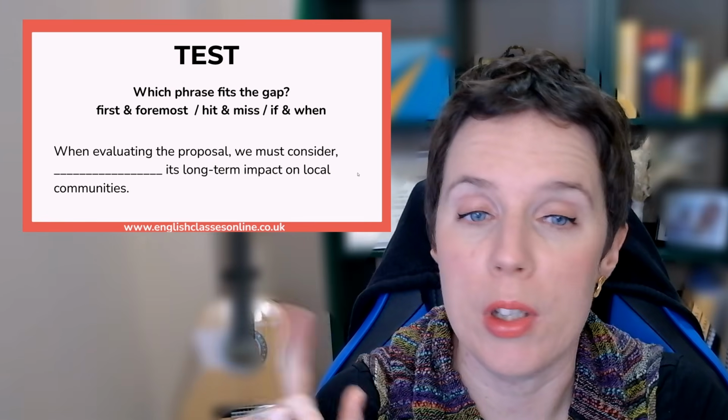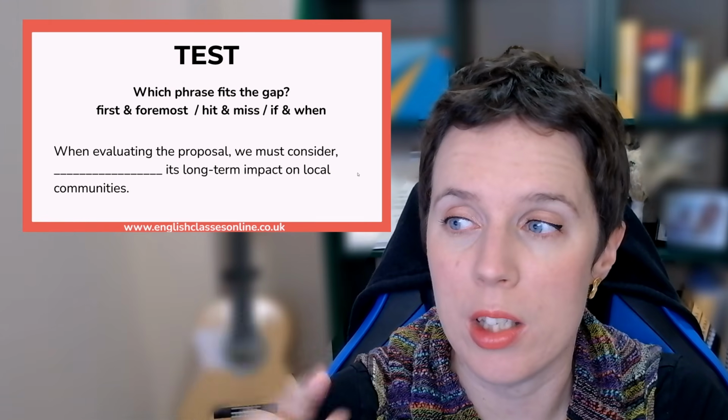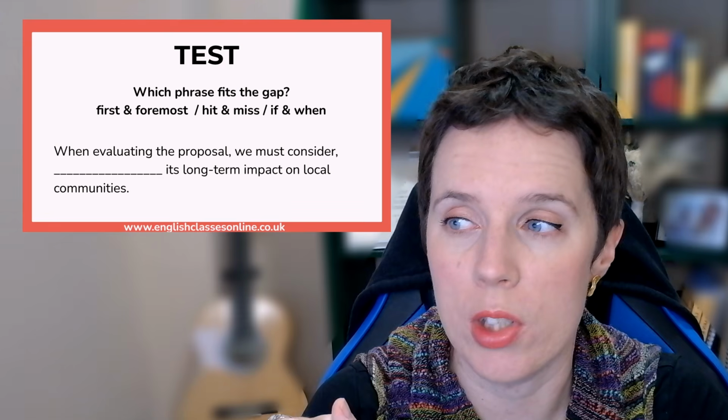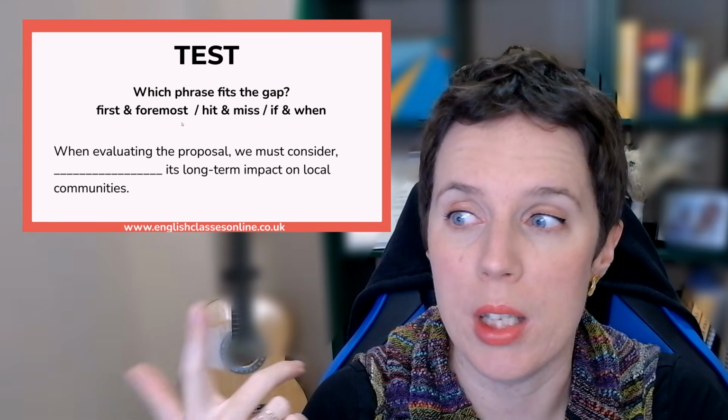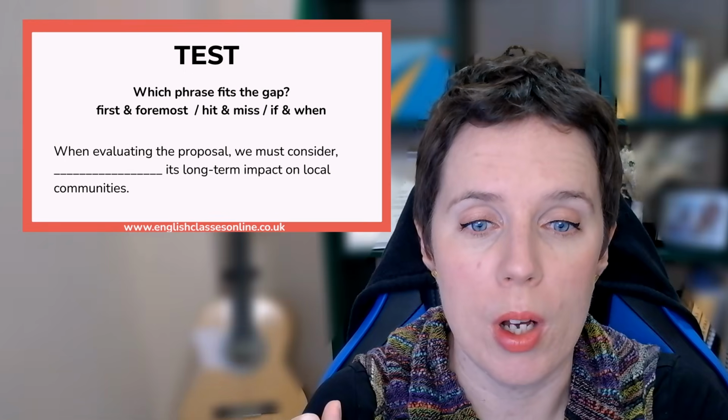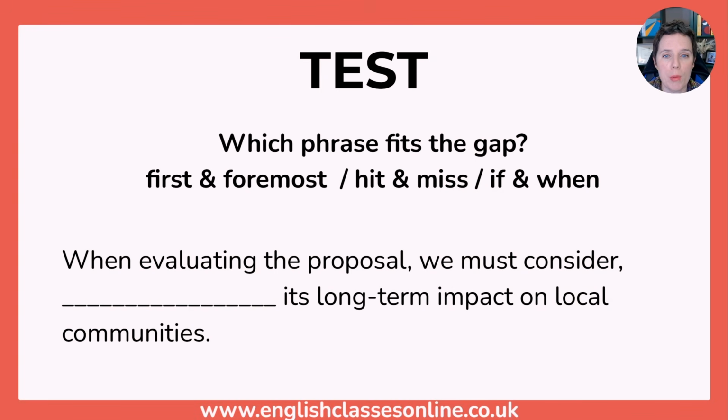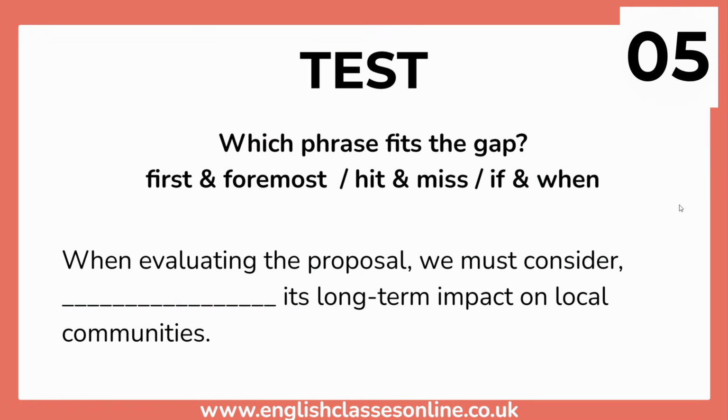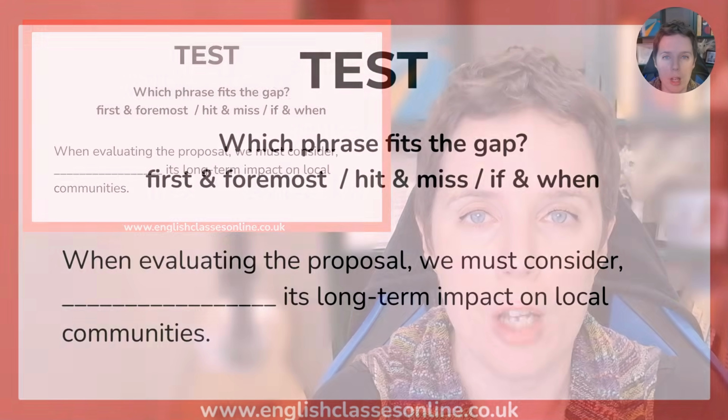Okay. All right, I've got a test for you then. So we've done 3 already. Let's see if you can complete this sentence here with either first and foremost, hit and miss, or if and when. So our sentence was, when evaluating the proposal, we must consider blank its long-term impact on local communities. Okay, what do we think is going to go in that gap? I'll give you 5 seconds to complete that sentence with one of these phrases. All right, you got 5 seconds, off you go. All right, your time's up.